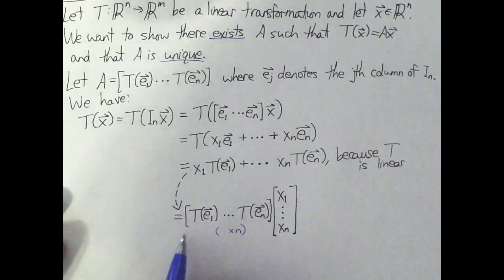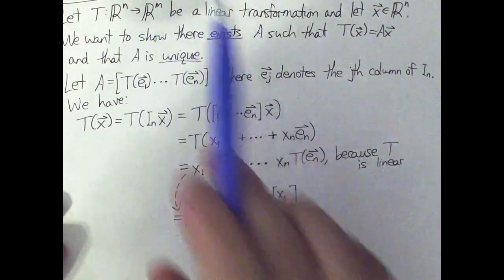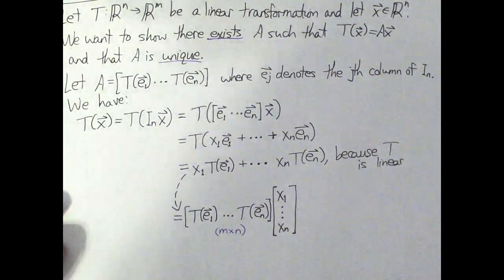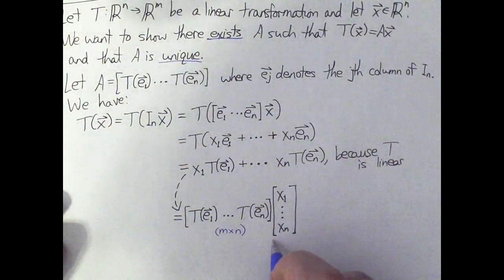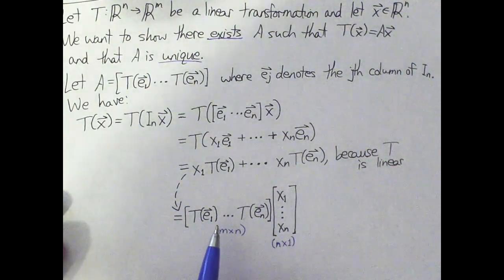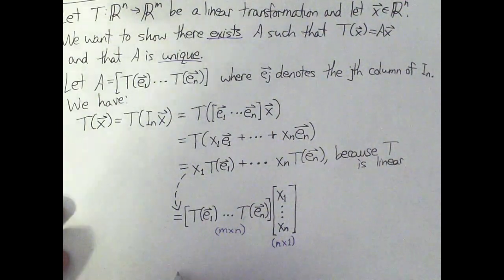And how many rows does it have? Well, T maps from Rn to Rm, so there are m rows. Every time you put something in T, you get m rows. And then what's the size of this? This is n by 1. It's a vector, so it's something by 1, and you can see that it has n entries. This matrix times vector multiplication exists. It's fine. All the sizes match up.